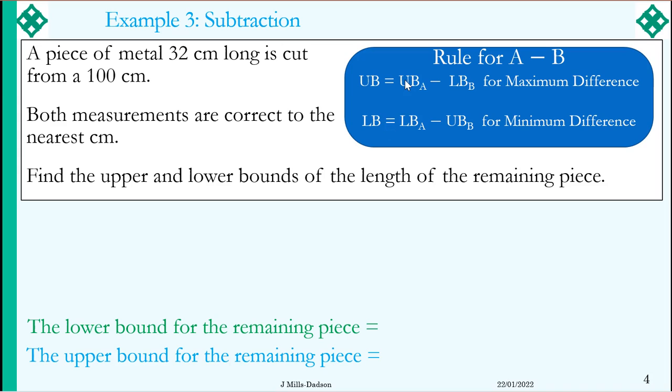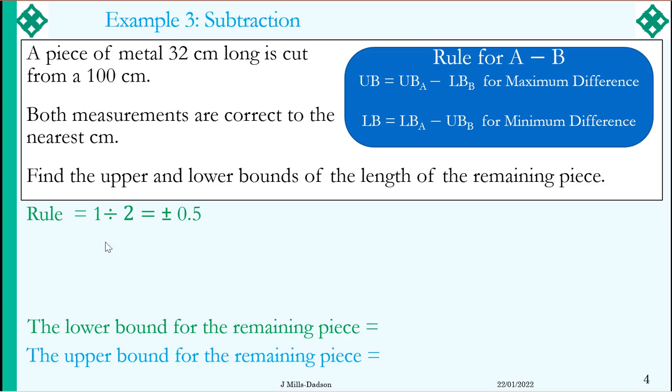For subtraction, to get the upper bound, you take the upper bound of the bigger number minus the lower bound of the smaller number. To get the lower bound, you take the lower bound of the bigger number and you subtract the upper bound of the smaller number.